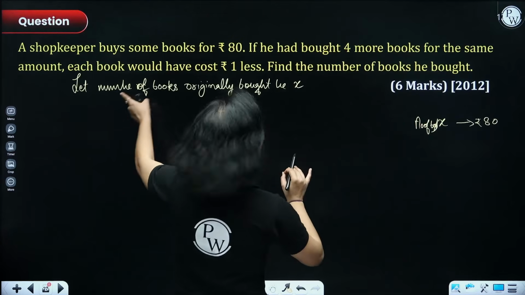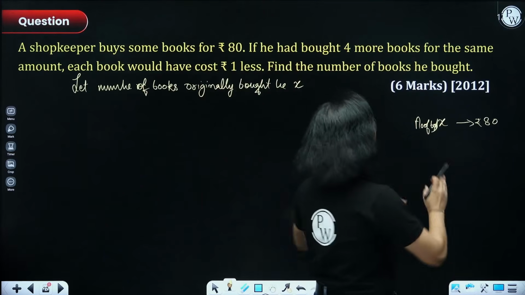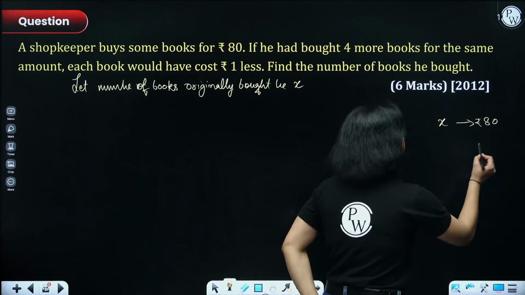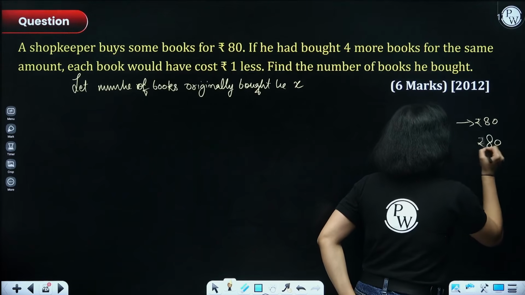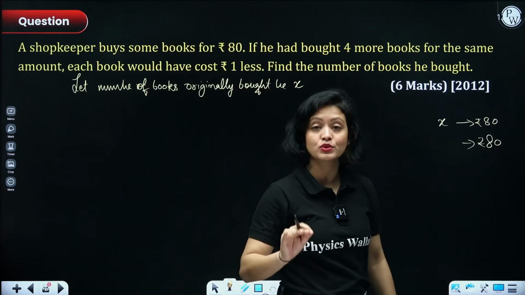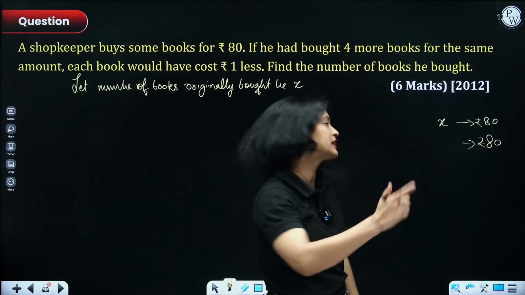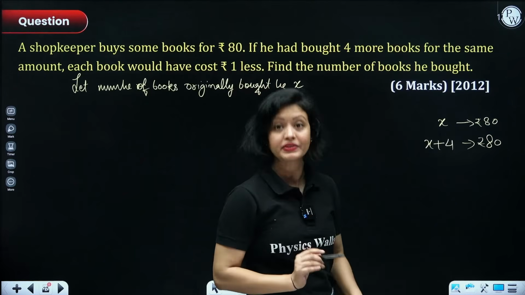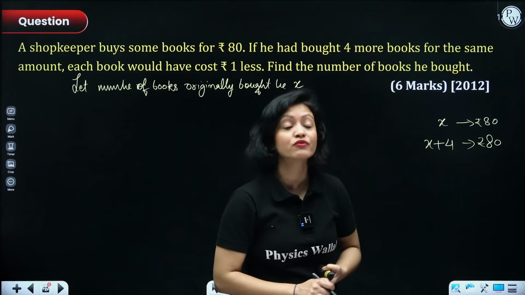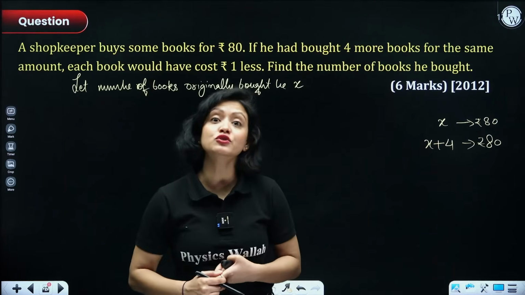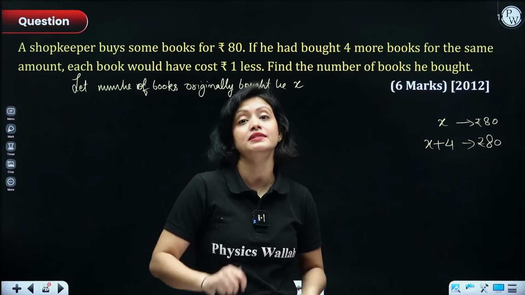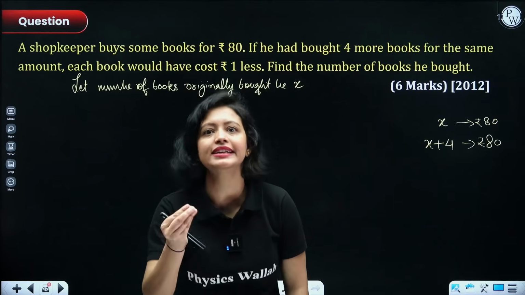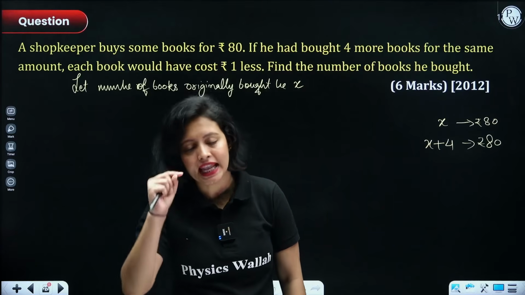Okay, now, if he had bought 4 more books for the same price, matlab, 80 rupees is fixed. Now they are saying that if he had supposedly bought 4 more books, matlab originally though he was buying x books, but if he had bought x plus 4 books for 80 rupees, the cost of each book would have reduced by 1 rupee. Ab dikkat hai. Where did this cost come from? What do I do with it? No worries. I'll make an equation out of it.